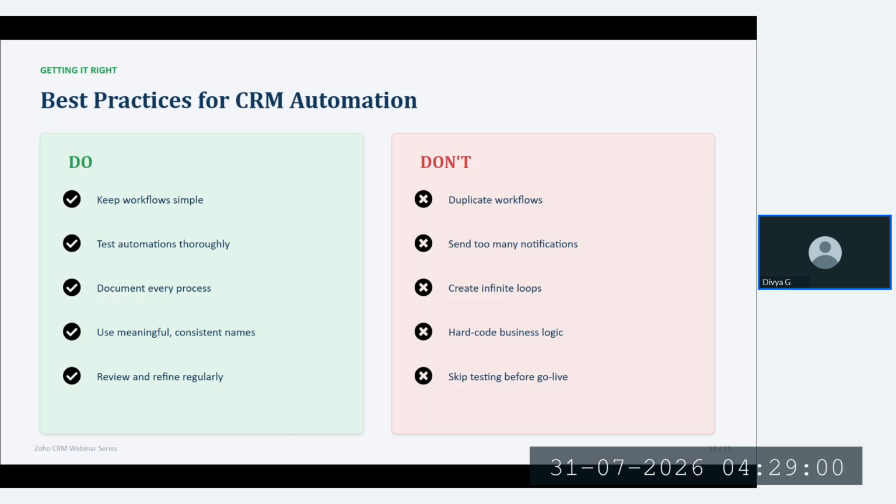And in CRM, everything should be reviewed and updated regularly, because there might be upcoming updates, or there might be any issues, like an API token issue. So you have to keep maintaining that.